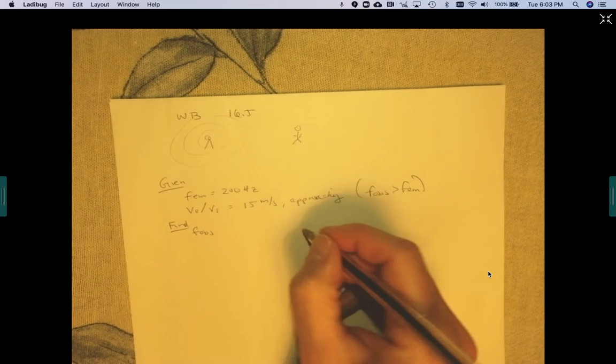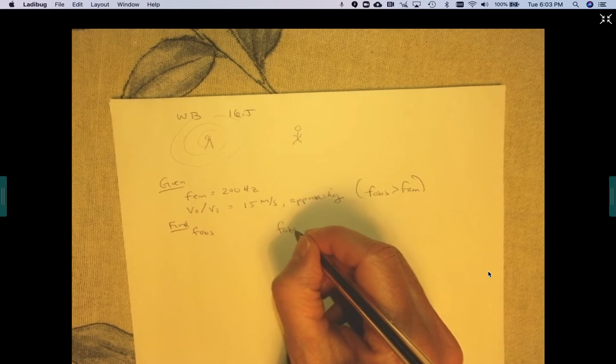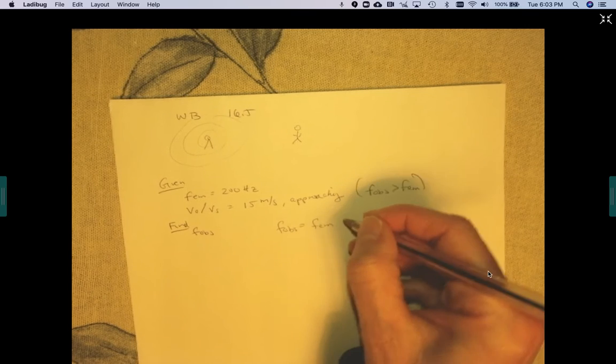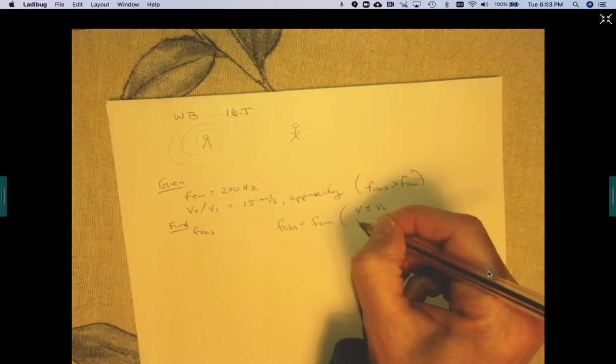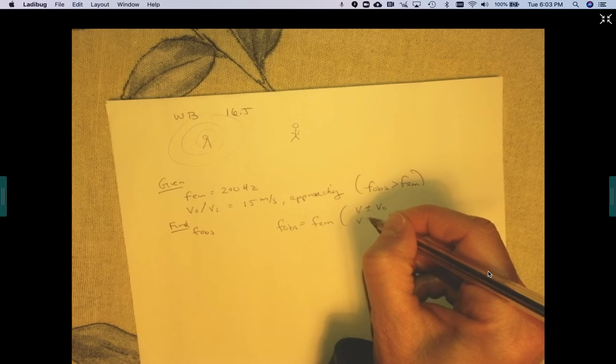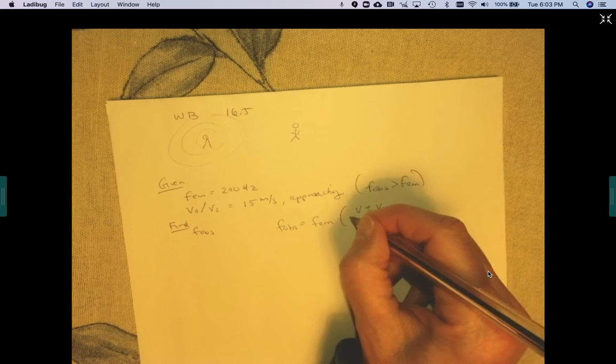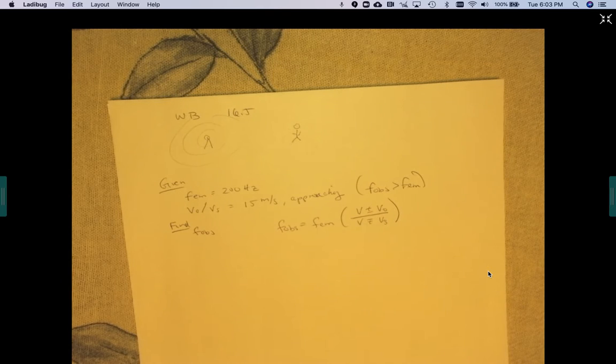Okay, so we want to find the observed frequency. Our relationship for the Doppler shift: the observed frequency is the emitted frequency times the speed of sound, plus or minus the speed of the observer, over the speed of sound, minus or plus the speed of the source.